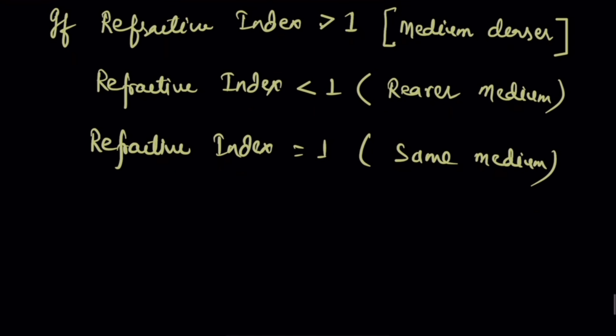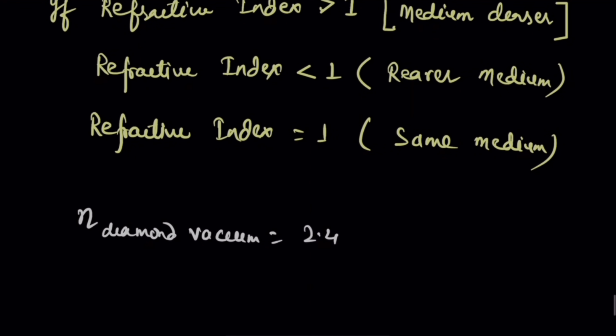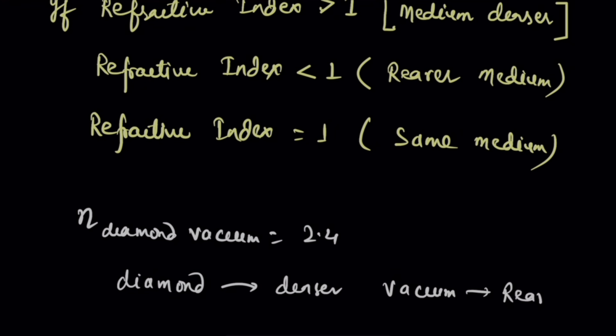So here if I take an example, refractive index of diamond with respect to vacuum is 2.4. It means that here diamond is a denser medium and vacuum is a rarer medium. Why? Because n is greater than 1.